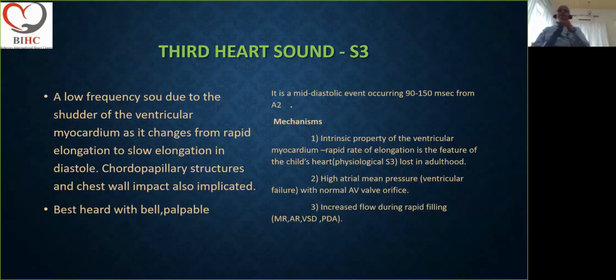At this time, the chordopapillary structures and even the chest wall would have a shudder which is responsible for generating the third sound. It's best heard with the bell, not the diaphragm. It may be palpable. It's a mid-diastolic event. It occurs about 90 to 150 milliseconds from A2 if the heart rate is normal.